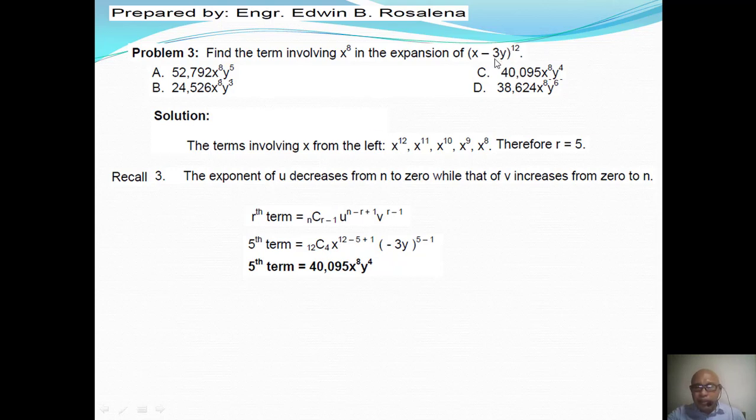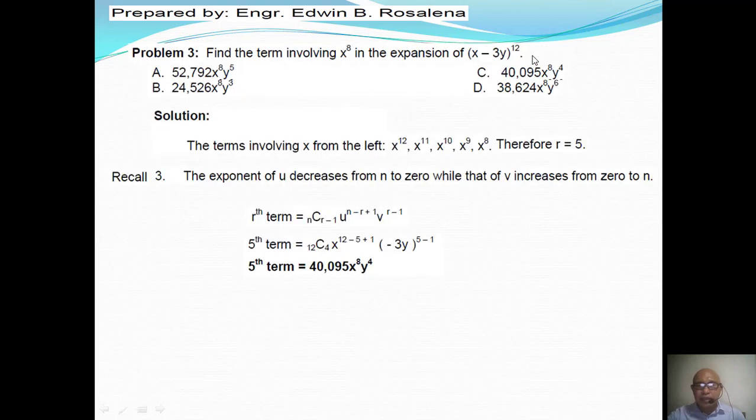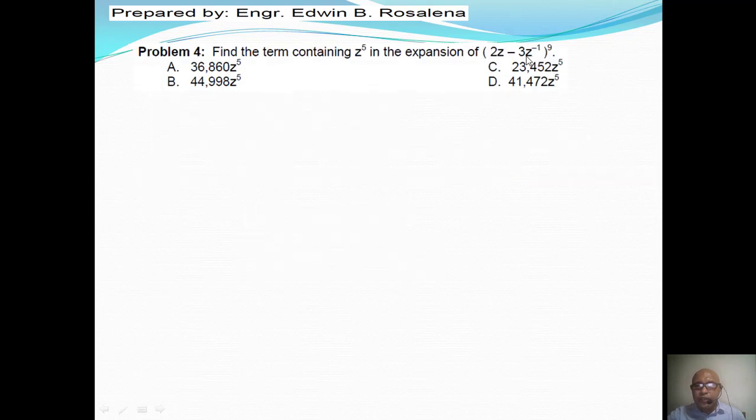Then, we exclude v. Diba? We exclude v. Bakit? Kasi, y naman yung variable natin dito. Ito lang ang x. Pero kung tingnan natin tong problem number 4, anong makikita natin? This is u, 2z, and then v is 3z to the negative 1. So, diba, kung gawin natin to, hindi natin pwedeng ma-neglect yung v, kasi yung v dito in number 4, nag-contain din siya ng z. May z siya, di ba?